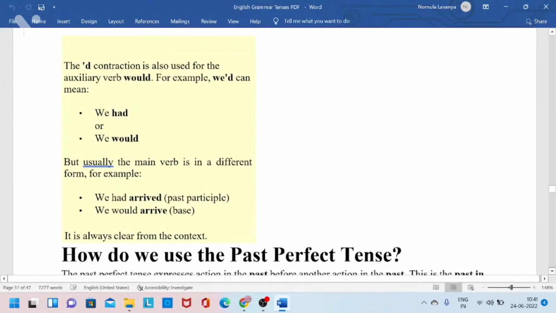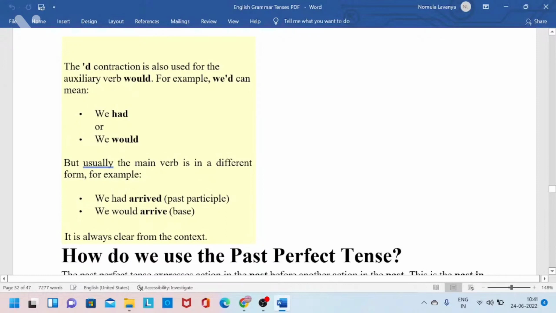And quickly let's move. The 'd contraction is also used for the auxiliary verb would. Apostrophe d is mentioned like would. For example, by seeing this we can think it is we would, it's not we had. So we'd can mean we had or we would. By seeing the sentence we have to see whether it is we would or we had. But usually the main verb is different in form. We had arrived, past participle. We would arrive, this is base. It is always clear from the context.